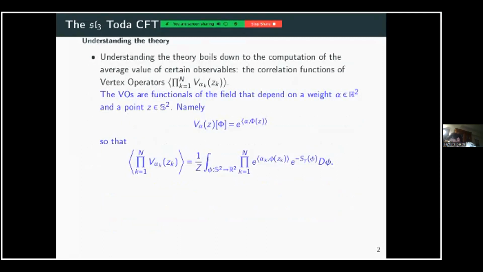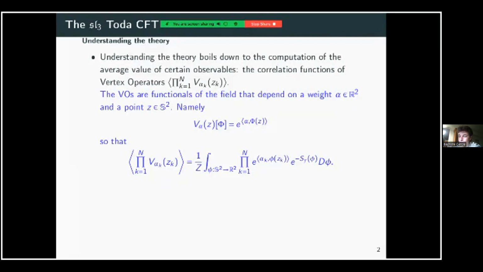Okay, so far, imagine that we have been able to define this theory, this quantum field theory. The next question you might want to ask is, how can we understand this theory? It is quite usual to say that the knowledge of the theory is accessible via the computation of certain observables, the average value of certain observables. In the case of this SL3 Toda CFT, these are the correlation functions of vertex operators. So you would say that you have fully understood the theory as soon as you have been able to compute all the correlation functions of vertex operators.